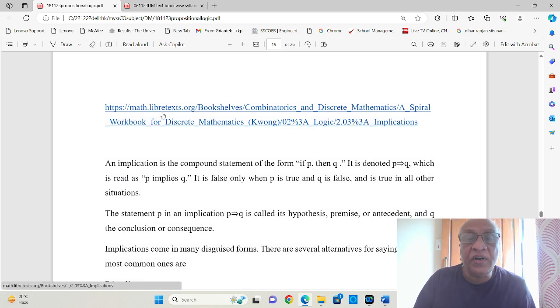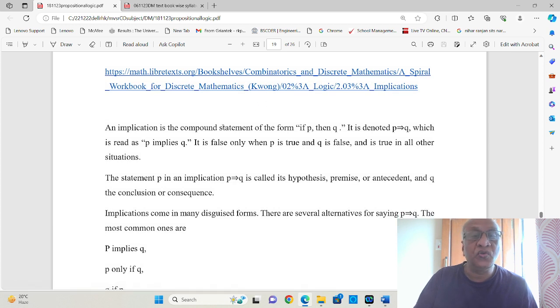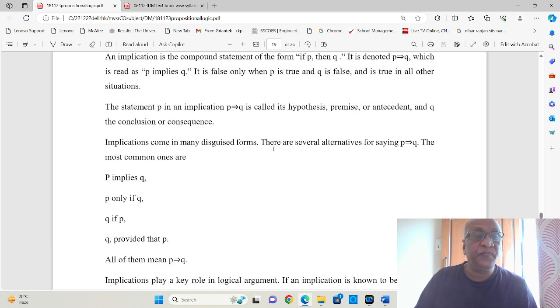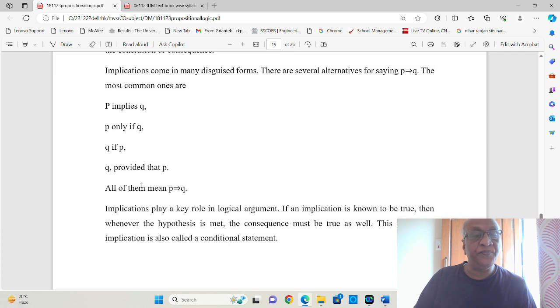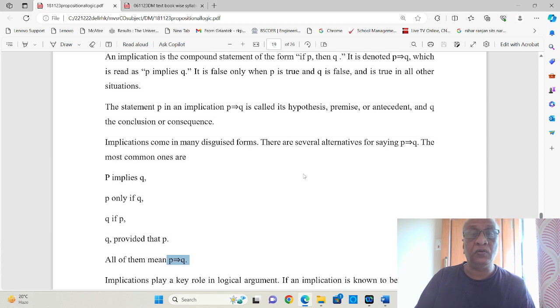Regarding implication, I have taken from this link, googled, libretexts.org, by Kwong actually. So what exactly is an implication? We know it. Implication is denoted like this: P implies Q. What is the meaning of that? If P, then Q. There are multiple meanings of that. P implies Q can also be said as P only if Q, Q if P, Q provided that P. So all of them mean P implies Q only.